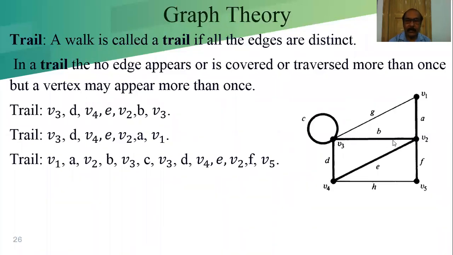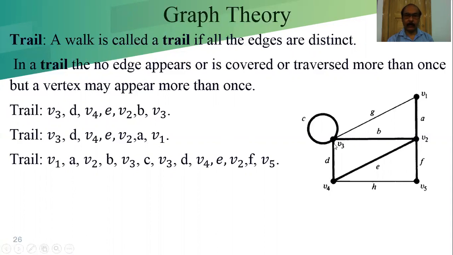So if we check here, V3, D, V4, E, V2, B, V3. This is a trail. No edge is repeated, but V3 is the start and end. This is a closed trail. If the start and end vertices of the trail are the same, then it is a closed trail. And if the start and end vertices are different, then we can say it is an open trail.